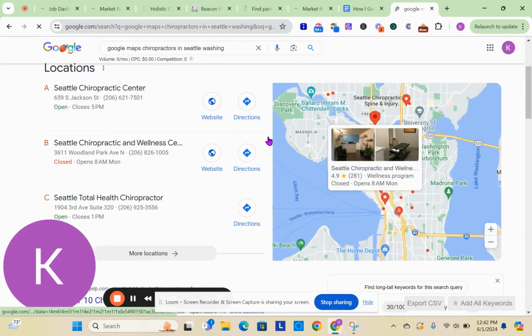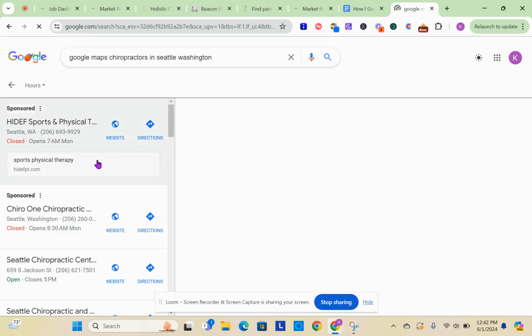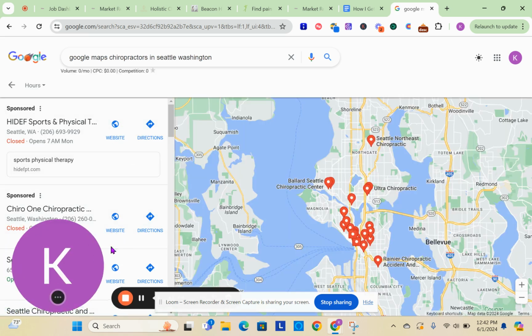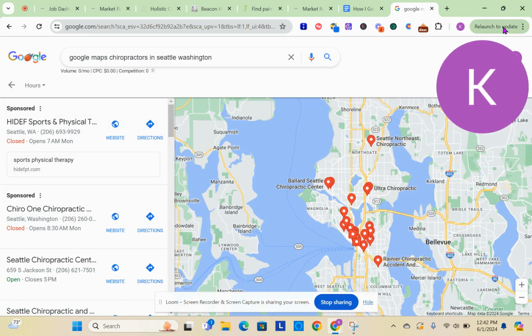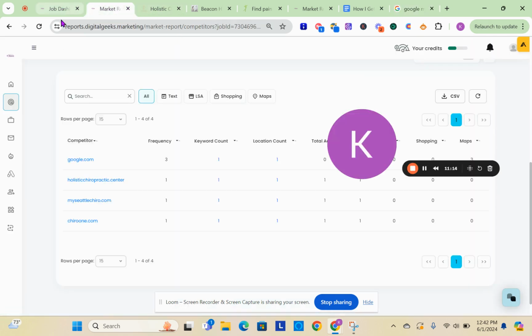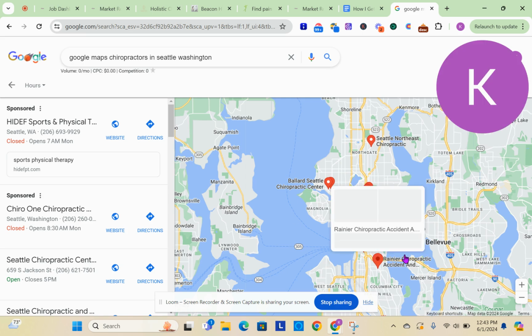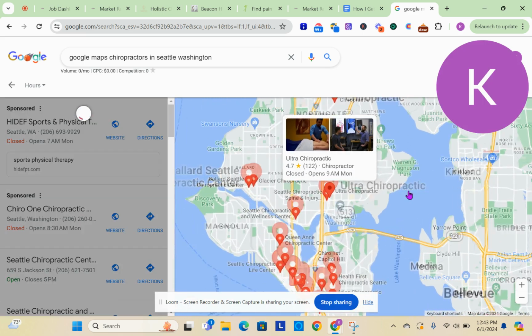What you notice when you pull these up, right? Only, remember, go back, only 3 businesses are running ads for chiropractor near me. But when you go to Google Maps, how many chiropractors are there?